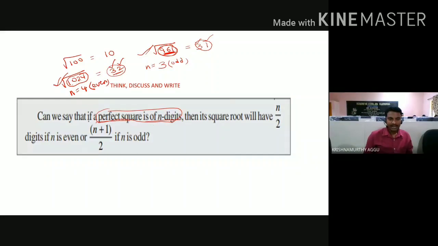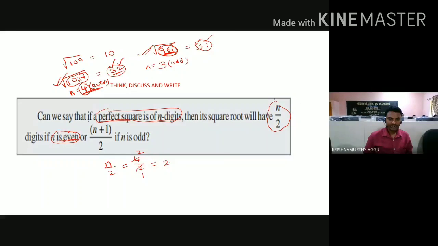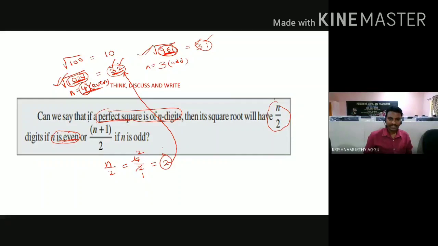but without solving, by using this formula, we are checking whether these formulae are correct or not. A perfect square of n digits has a square root with n by 2 digits if n is even. Let us select the condition for n even. Here n value is 4, so n by 2 is 4 by 2, which is 2. Now how many digits are there in the square root of this 4-digit number? 2. Even number of digits, satisfied or not? Yes, sir. Here also 2 digits.